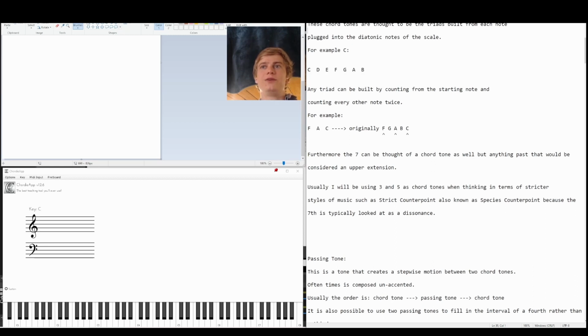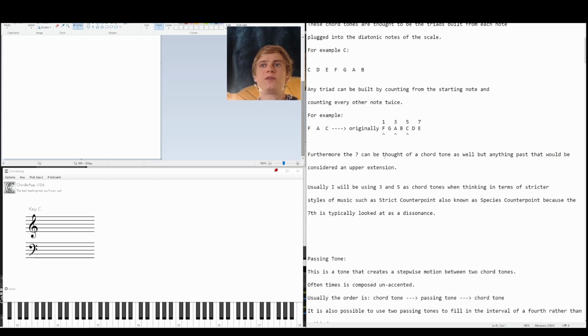Any triad can be built by counting from the starting note and counting every other note, doing that two times. For example, if we have F, A, C, originally we had F, G, A, B, C, and all we did was skip every other note from the note that we started on.